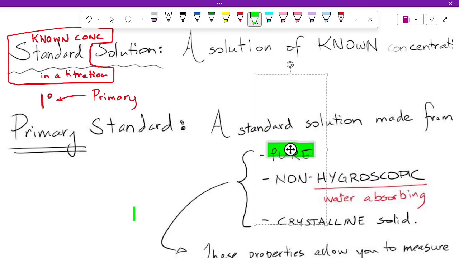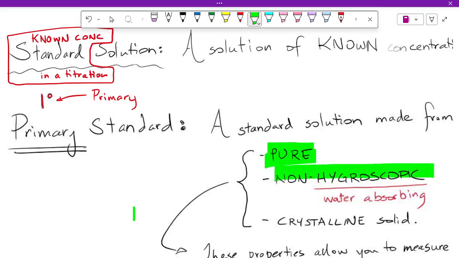something which is non-hygroscopic. Now, I don't know where this hygroscopic came from, but hygroscopic means water absorbing. Have you guys seen brown sugar and how it's kind of gooey? Yeah? Brown sugar is hygroscopic. It absorbs water when water is present.